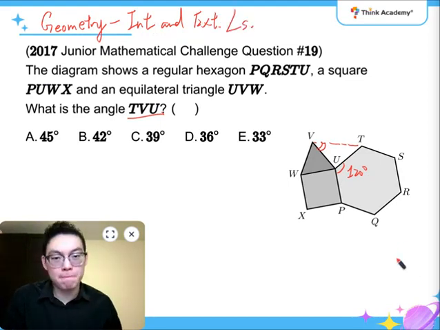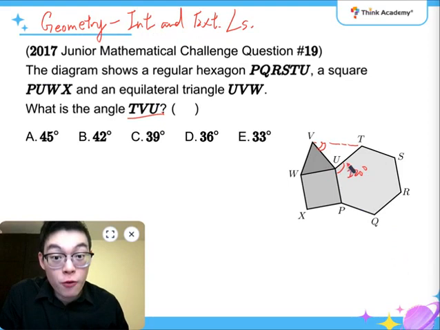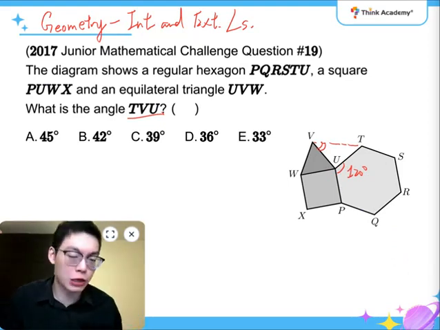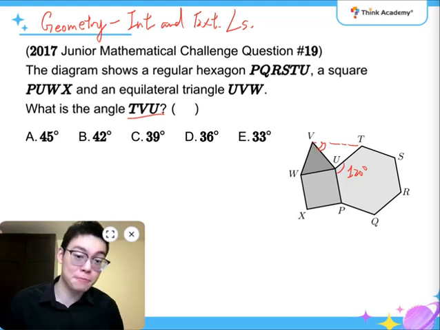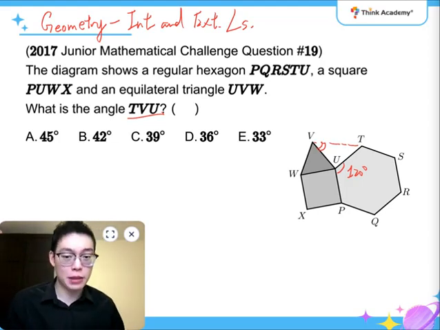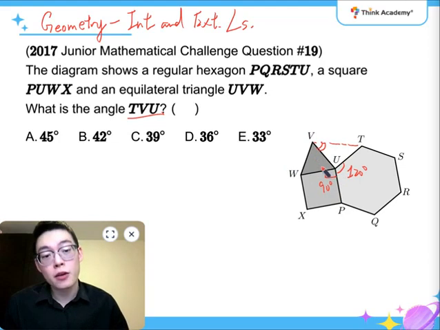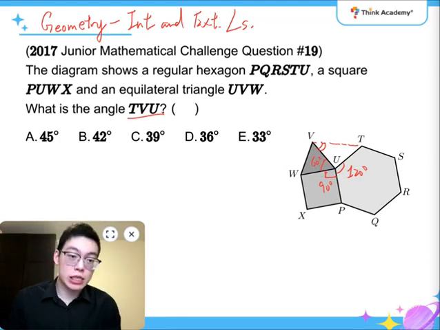For the interior angle of a regular hexagon, if you can memorize that number, it will be great. If not, then you will need to use the formula to deduce it, but that's definitely going to be slower. Here I'm just telling you that it is 120 degrees. For the interior angle of a square, it is 90 degrees. For the interior angle of an equilateral triangle, it is 60 degrees.